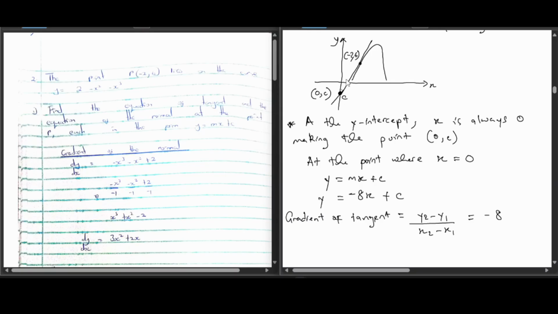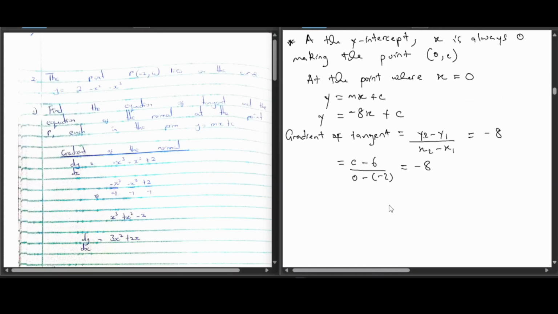Then, on this diagram, we have 2 points. We know that when we have 2 points, finding the gradient of a straight line is a given. So let us say this one is x1 y1, and this one is x2 y2, like that. What is y2? Y2 is c. c subtract y1, y1 is 6, over x2, x2 is 0, subtract x1, x1 is minus 2, like this. This is equal to minus 8. As you can see, we have an equation where we can evaluate c.